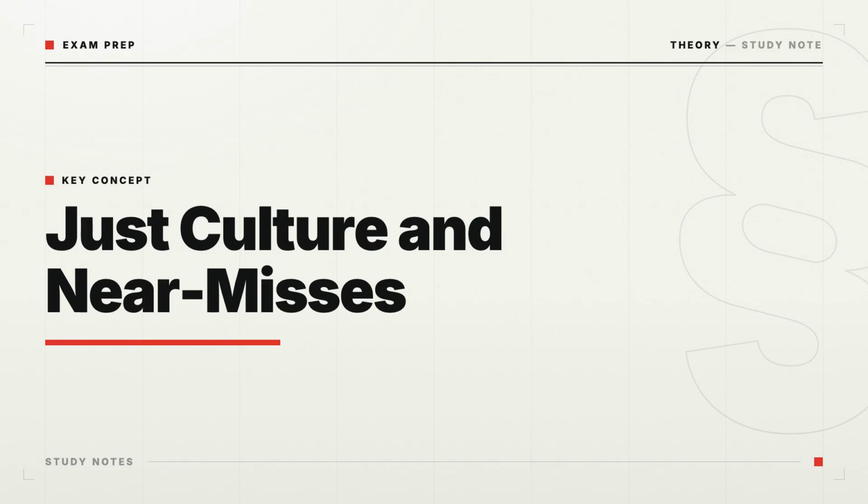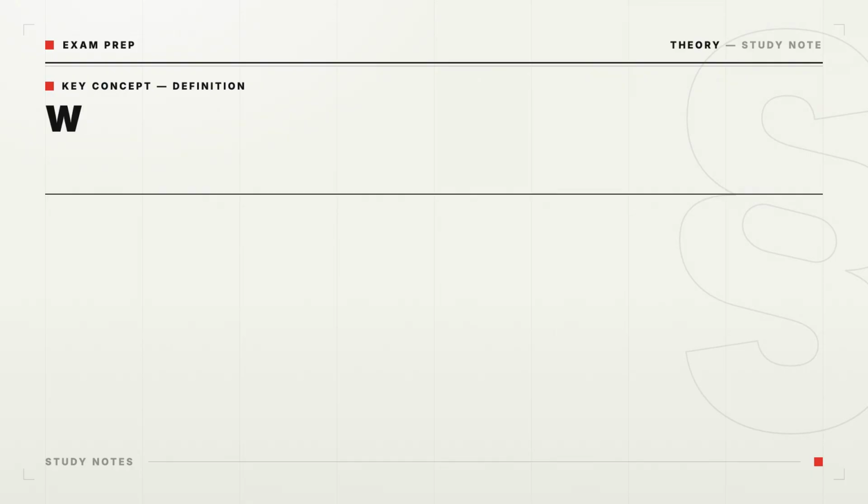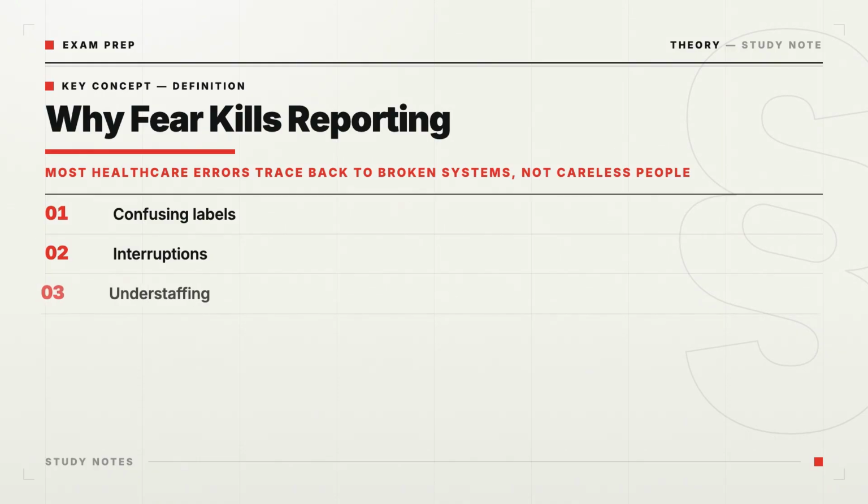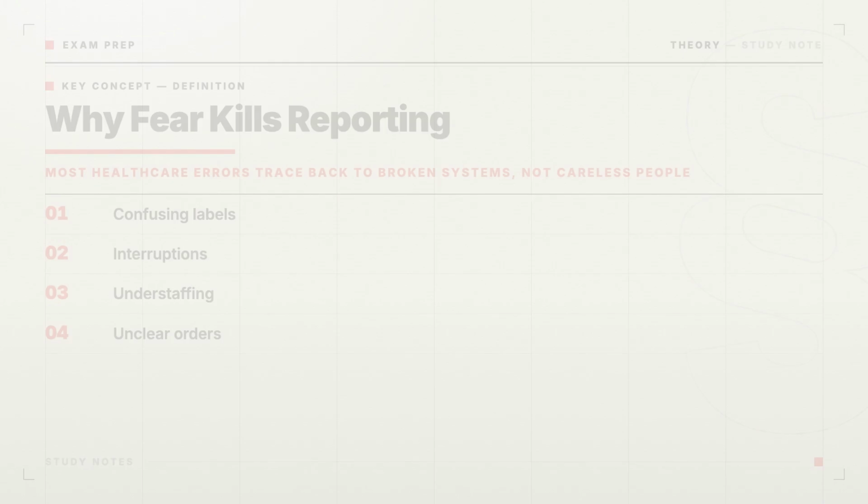Just Culture is a way of responding to mistakes that sits between two failed extremes: punishing every error, which teaches people to hide problems, and excusing everything, which lets real recklessness slide. Fear kills reporting, and unreported problems never get fixed. In a blame culture, a nurse who nearly errs stays quiet, so the real weak spot stays hidden, waiting to catch the next person. Because most errors come from badly designed systems: confusing labels, interruptions, understaffing, and unclear orders.